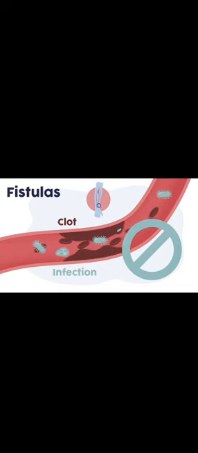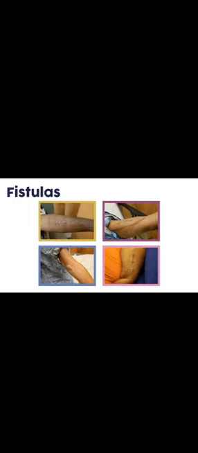Fistulas take a while to become strong enough to use for dialysis, sometimes several months. But once they're strong, they usually last the longest. Fistulas generally have fewer problems than other access types. They don't get infected or clot as much, meaning they don't get stopped up with blood as often. Sometimes they look lumpy or bumpy under your skin, but not always. Everyone's fistula looks different.